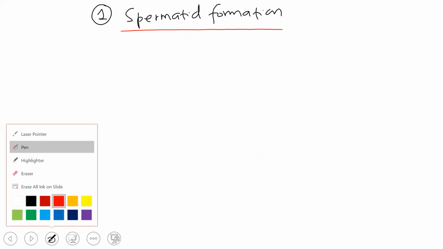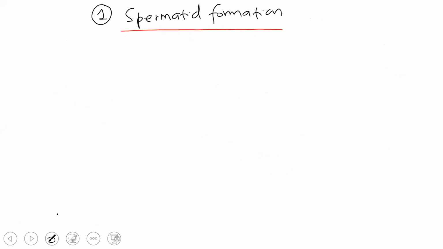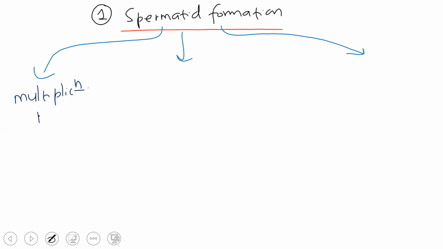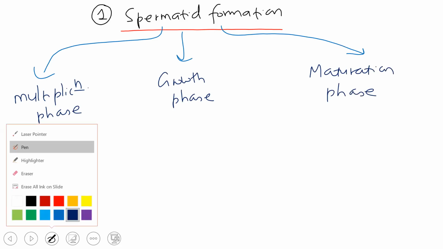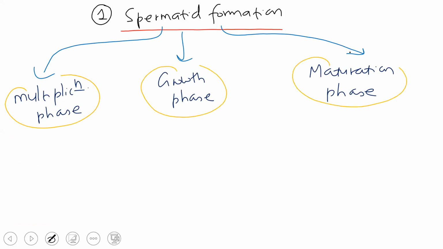So this spermatid formation mainly has three phases, which are not given again in your textbook. First is the multiplication phase. Then there is the growth phase. And then there is the maturation phase. So these three phases are there.